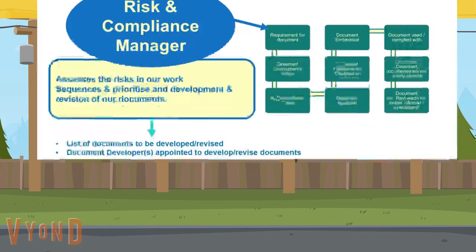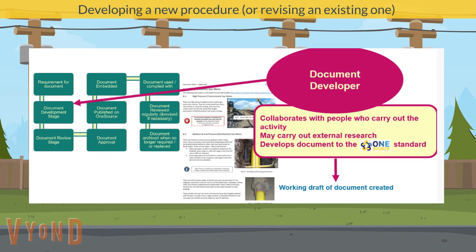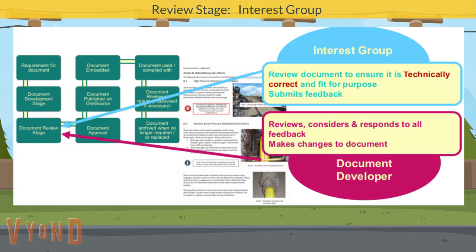Each year, your Risk and Compliance Manager identifies the risks involved in the work we do and prioritises the documents to be developed and reviewed in their business line. A document developer is then appointed to develop each procedure. Document developers consult with the people doing the work they are describing and develop clear, concise procedures which describe how we carry out the work safely.